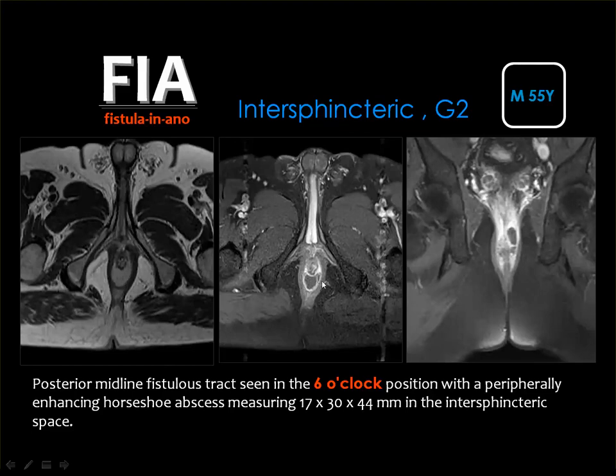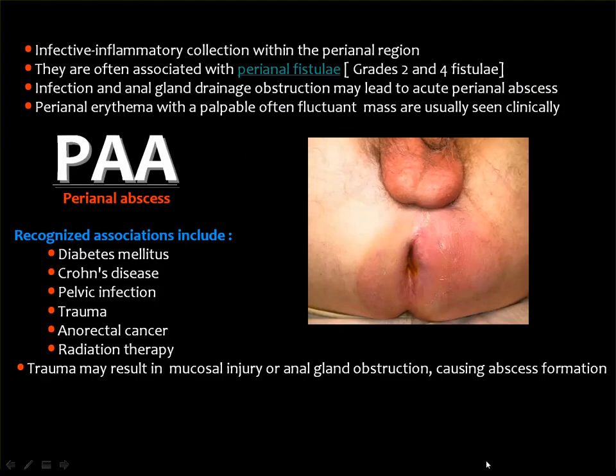You see also the abscess formation, and if you look carefully, you may see that this is the internal opening of the fistula, which is approximately at 7 o'clock position. Then you can see that many of the fistula tracts may have variable sized abscesses, small or large. And I thought that this is a good time to talk about the perianal abscesses.